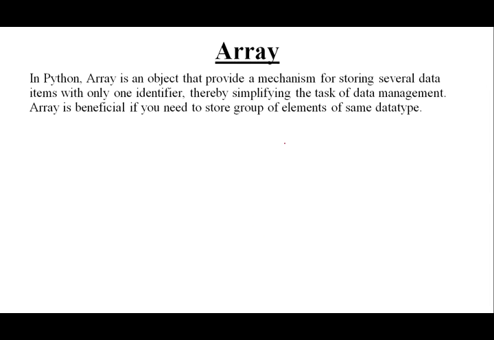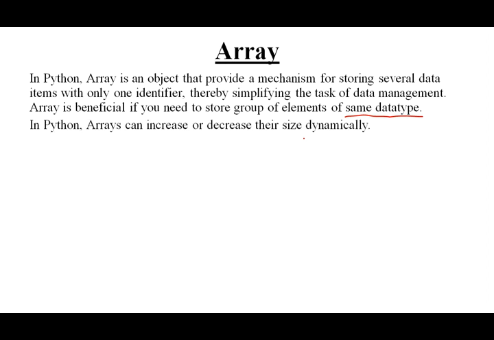Now let's start with the array, because in NumPy we mainly use arrays. What is an array? In Python, an array is an object that provides a mechanism for storing several data items with only one identifier, thereby simplifying the task of data management. An array is beneficial if you need to store a group of elements of the same data type. This is the most important thing. Same data type means you cannot store different data types in an array like in a list. So it is different from a list.